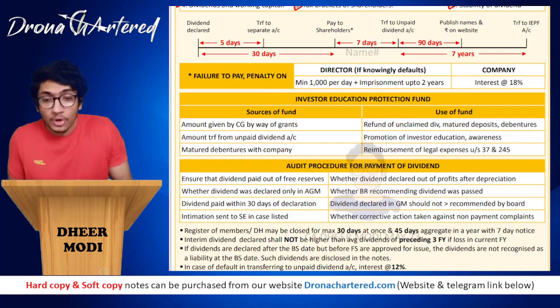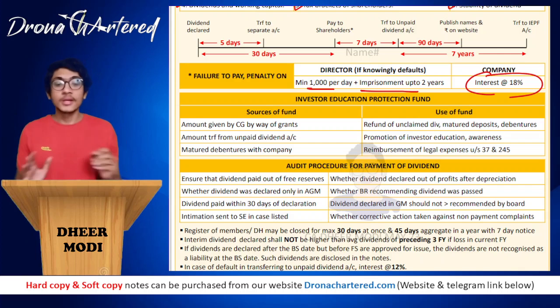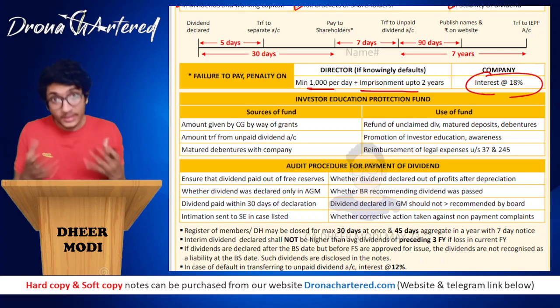Failure to pay, or penalty. If a director knowingly defaults, minimum 1,000 per day plus imprisonment up to 2 years, and for the company it will be interest at the rate of 18%. That is, if you fail to pay the dividend that you declared, this will be the penalty.